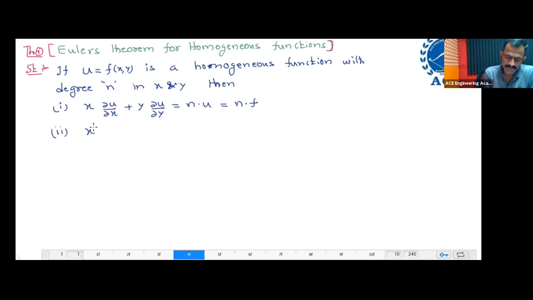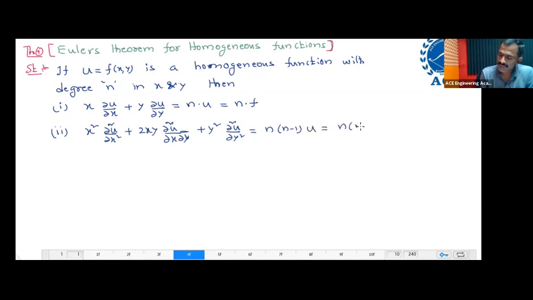Second result, x square into dou square u by dou x square plus 2xy into dou square u by dou x dou y plus y square into dou square u by dou y square equal to degree n into degree minus 1 into u, or degree into degree minus 1 into f. Out of these two results, the first result is a previous GATE question.